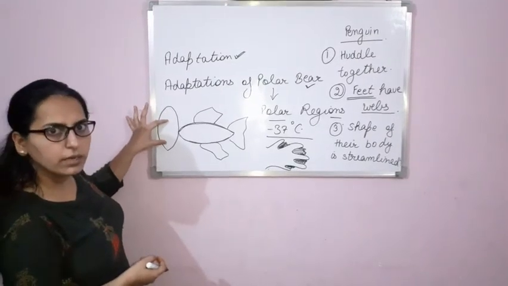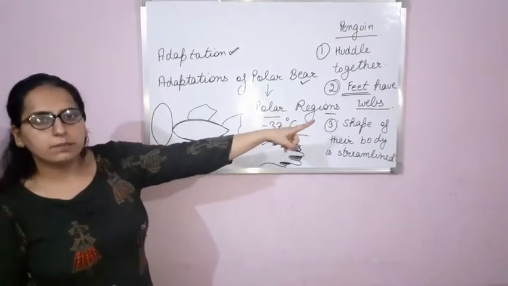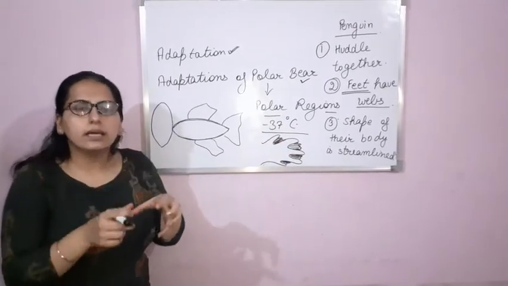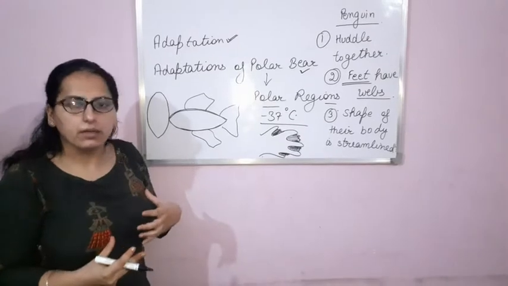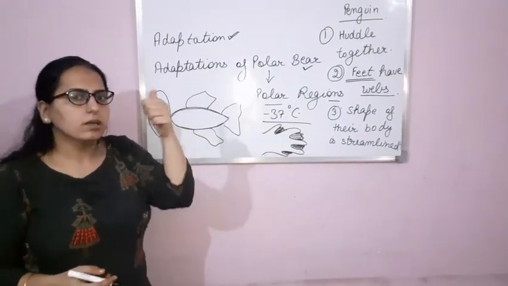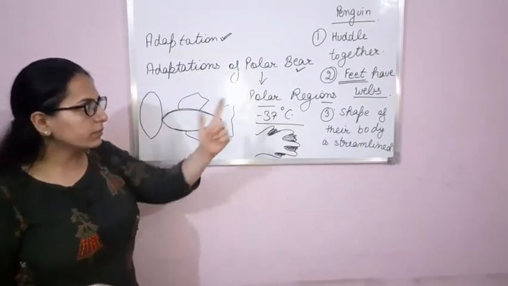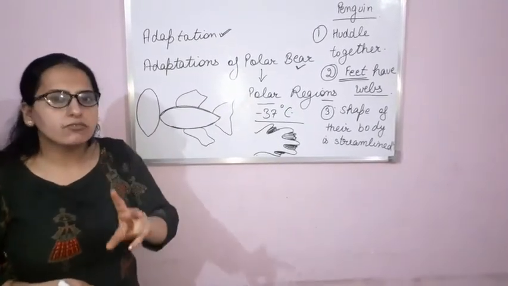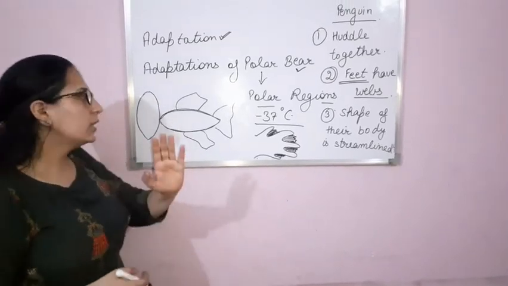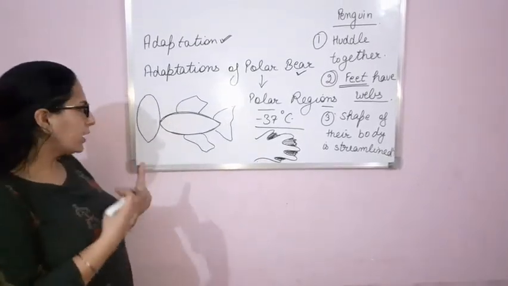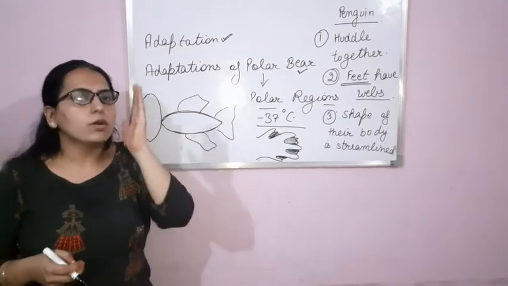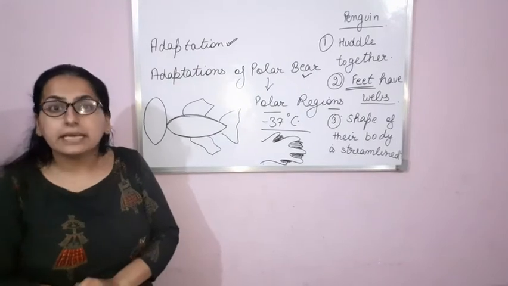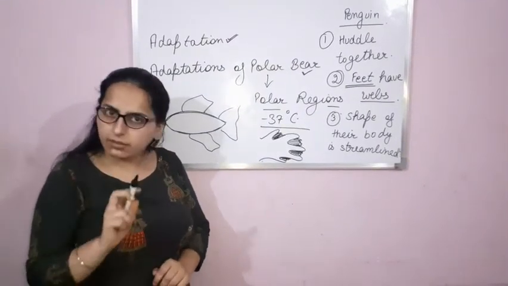This streamlined body plus webs which are present in their feet, these two help them in swimming. Clear? Their feet have webs and their body is streamlined. Clear? Now the fourth adaptation, the front part of their body. Now tell me, what is the color of the front part of their body? Yes, it is white. Right?